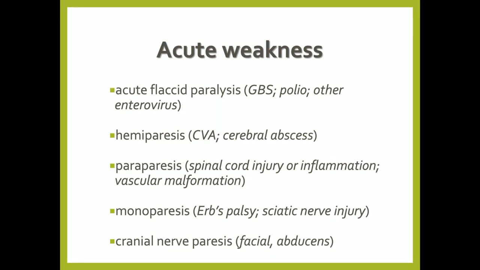With a monoparesis, we mentioned Erb's palsy in the neonatal period or sciatic nerve injury. And we also have cranial nerve paresis occurring acutely, such as involving the facial nerve with a Bell's palsy, and sometimes the abducens nerve with things like even with Guillain-Barré syndrome.